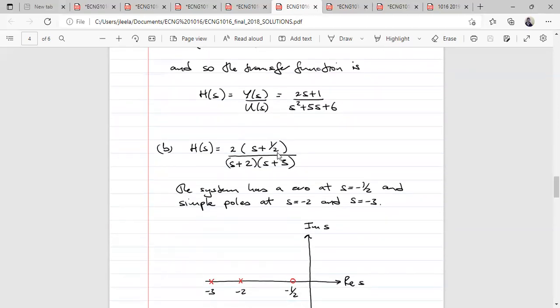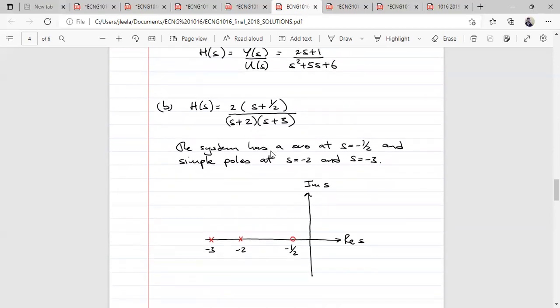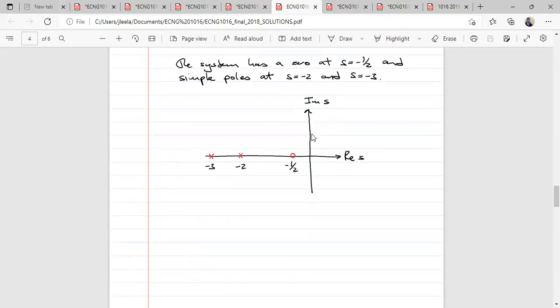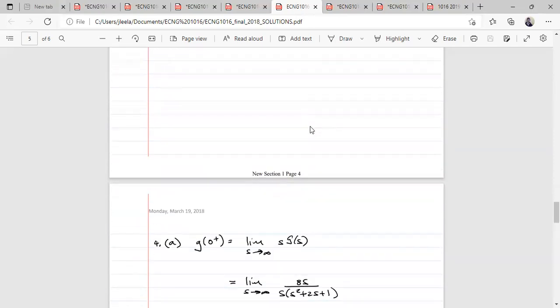So we know that it will have a zero at s equal to minus a half, and two simple poles at s equal to minus 2 and s equal to minus 3. Remember to put in your labels, x for pole and 0 for zero. And you could put an s-plane if you wish, right?